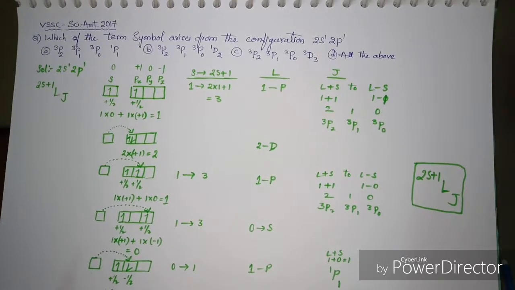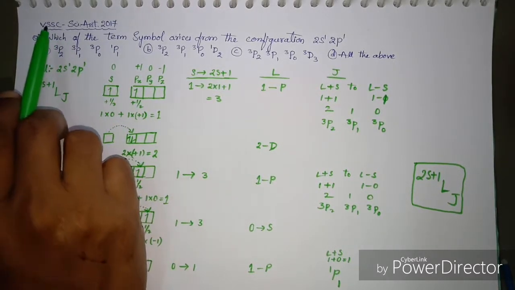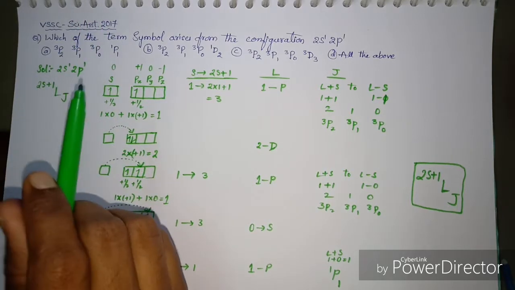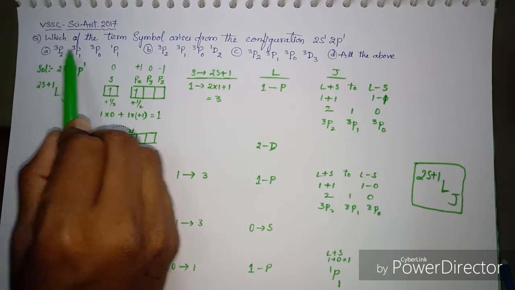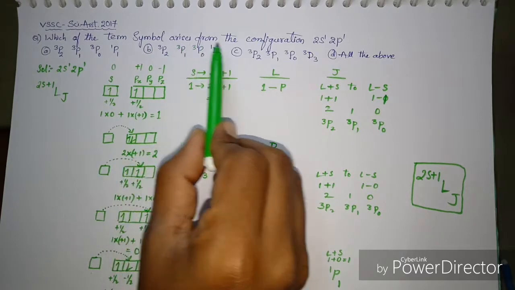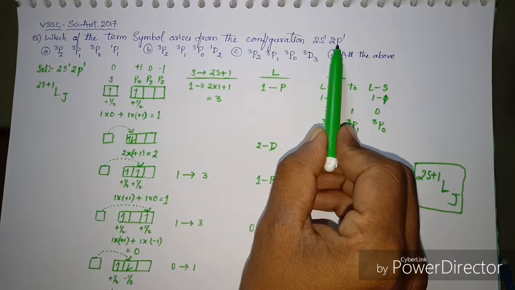Hello friends, this is one of the questions that appeared in VSSC Scientific Assistant held in 2017. The question is, which of the term symbols arises from the configuration 2S1 2P1?